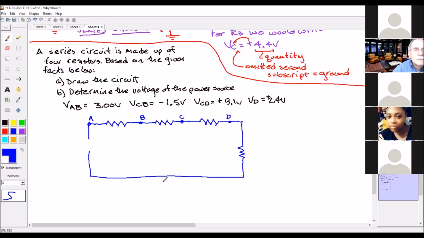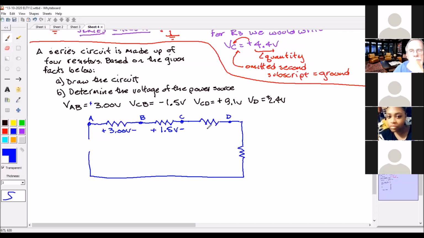Okay. So I forgot to put a plus sign there. So let's put the voltages in now. The first resistor between point A and B is going to be 3.00, and it's going to be positive to the left and negative to the right. The second resistor is going to be 1.5, negative to the right, positive to the left.